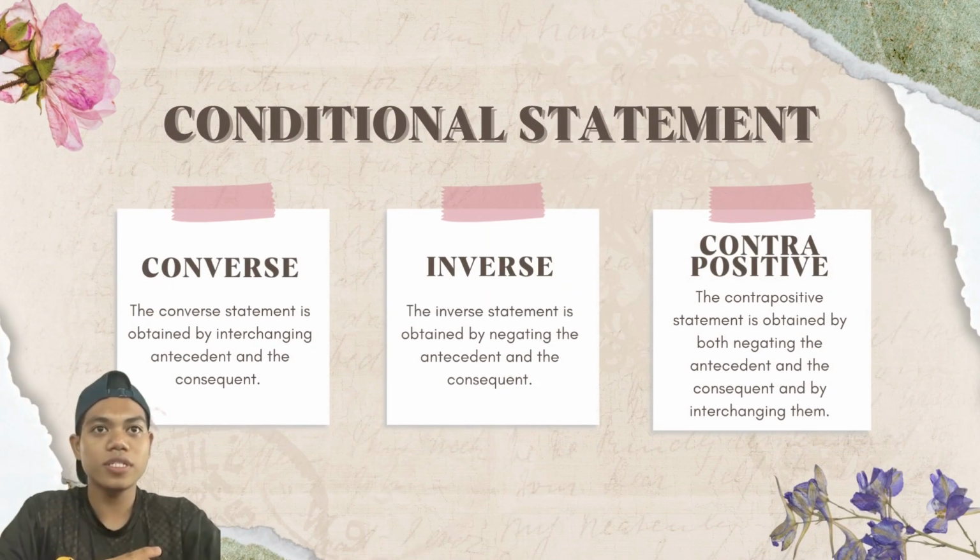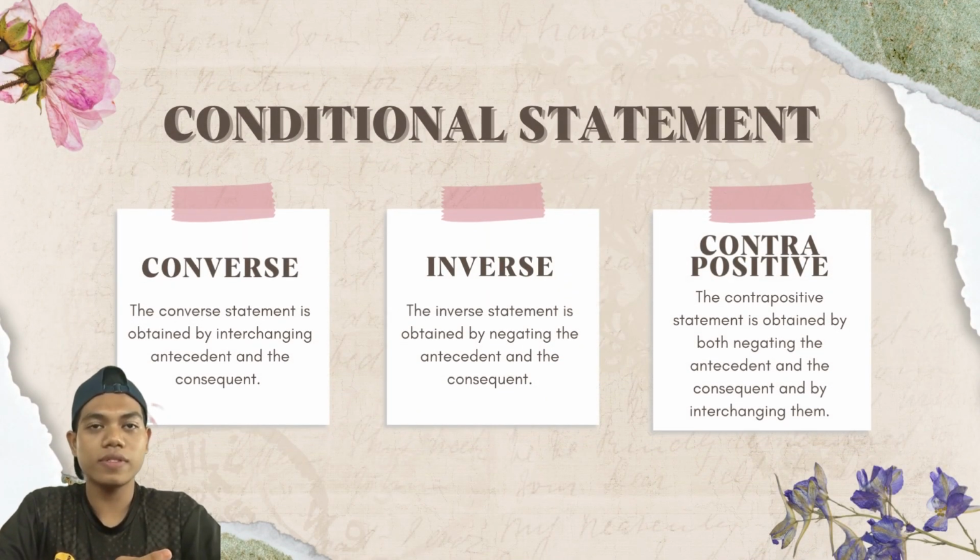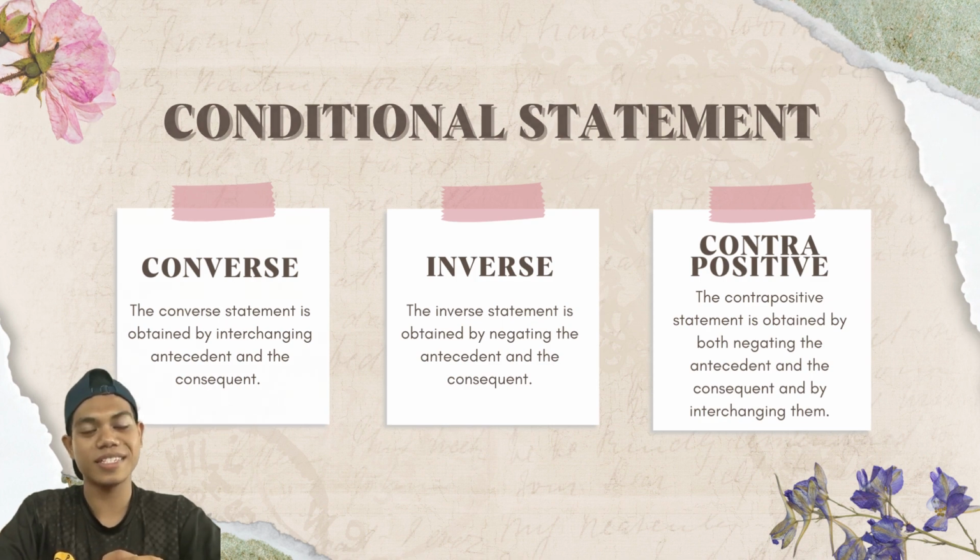Now, from the conditional statement, we can derive 3 other statements, which are the converse statement, inverse statement, and the contrapositive statement. So what is the converse statement? The converse statement is obtained by interchanging the antecedent and the consequent, while the inverse statement is obtained by negating the antecedent and the consequent. And the contrapositive statement is obtained by both negating the antecedent and the consequent and interchanging them.